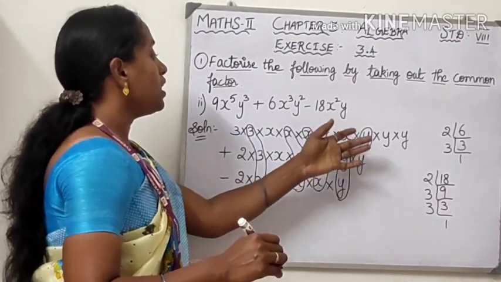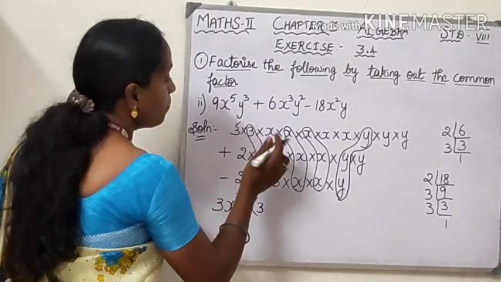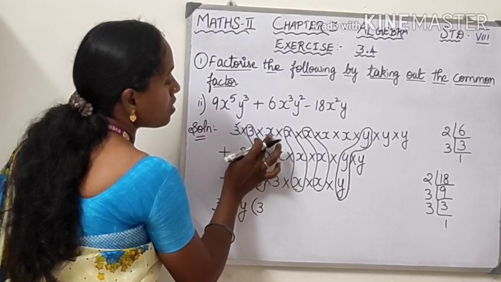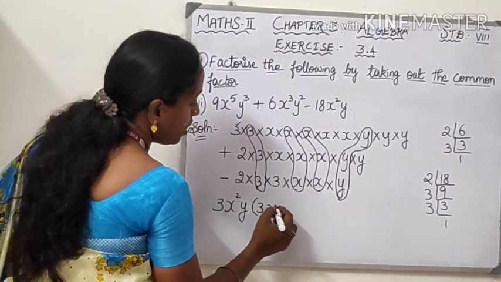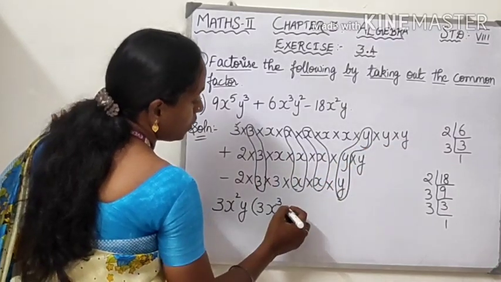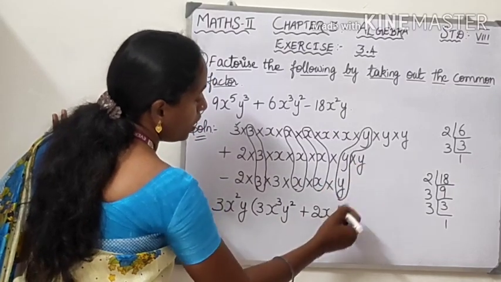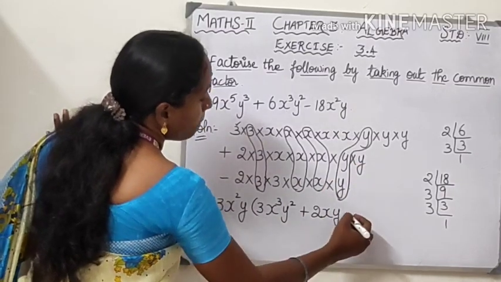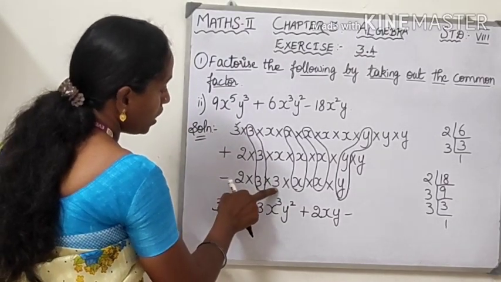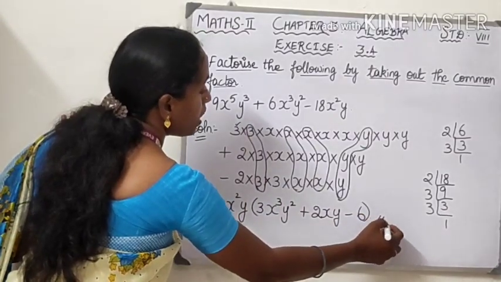So what is the remaining in each and every term? We are going to write inside the bracket now. Now write 3 and here x and here x. So how many times has it come? It is 3 times. So you can write 3x power 3 and then y we have 2 times. So y square. Write 2x and y only 1 time. So 2xy minus. So in the third term we have 2 into 3. So 2 3s can be written as 6. So this is your final answer.